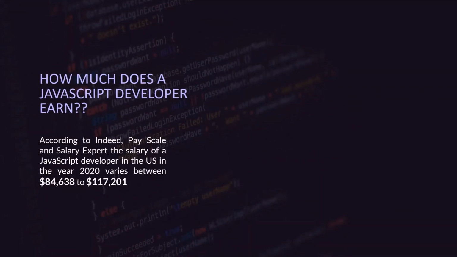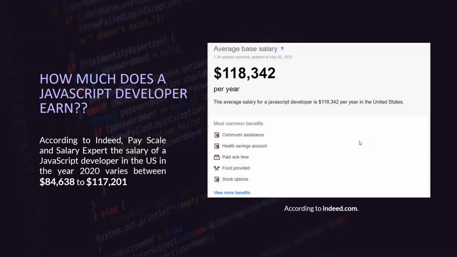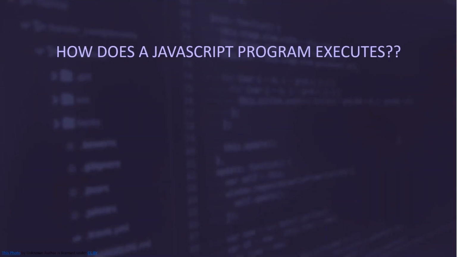How much does a JavaScript developer earn? The average salary of a JS developer ranges between $84,638 to $1,70,201. According to Indeed.com, we can see that the average base salary of a JavaScript developer per year is $1,18,342. Now, let us see how a JavaScript program executes.